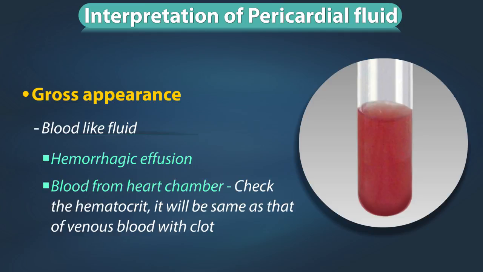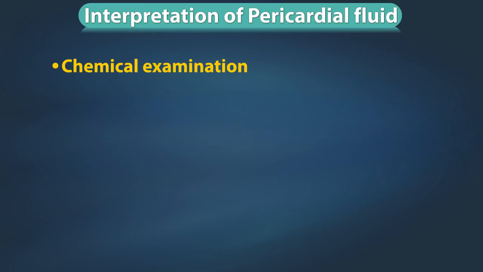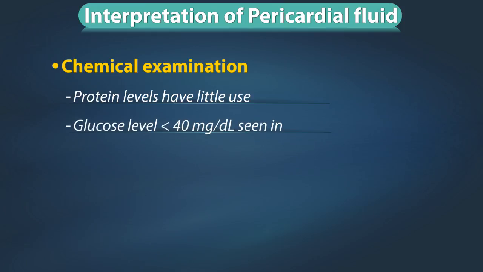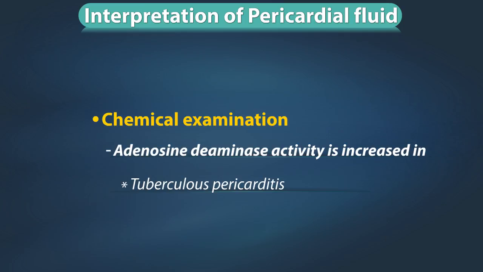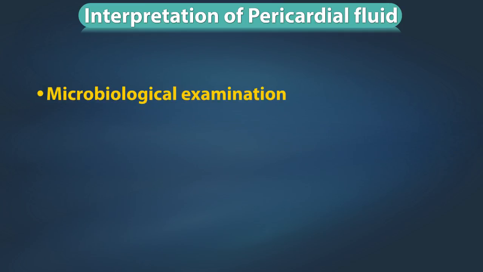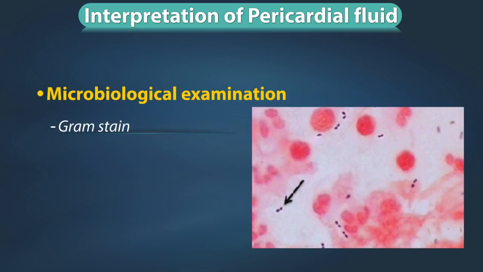Check the hematocrit, it will be same as that of venous blood and will clot in case of blood from heart chamber. Chemical examination. Protein levels have very little use. Glucose level less than 40 milligrams per deciliter can be seen in bacterial, tubercular, rheumatic, and malignant effusions. Adenosine deaminase activity is increased in tubercular pericarditis. Microbiological examination. Gram stain may be positive in 50% of bacterial pericarditis, whereas culture may be positive in up to 80% cases.